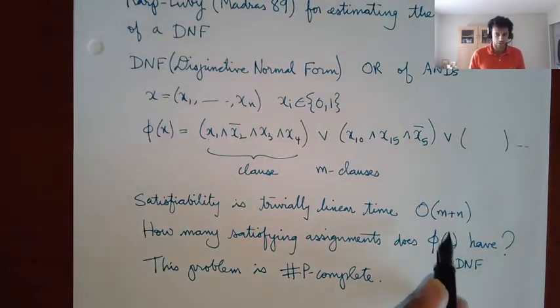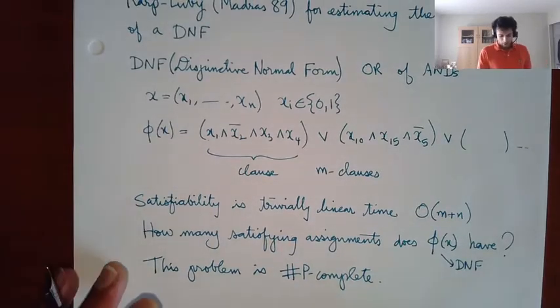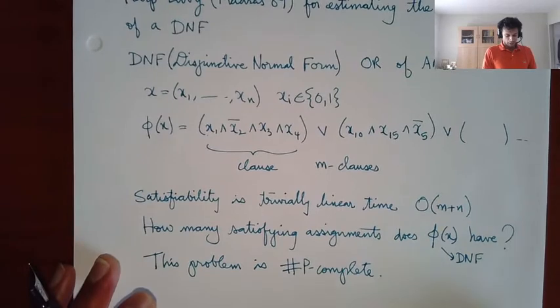I mean, you probably don't even need a dependence on M. You can just read it off. I'm just saying that this is what it takes to read the input. But it's actually just O of N. You don't even need the M over there. So this problem is Sharp-P complete.